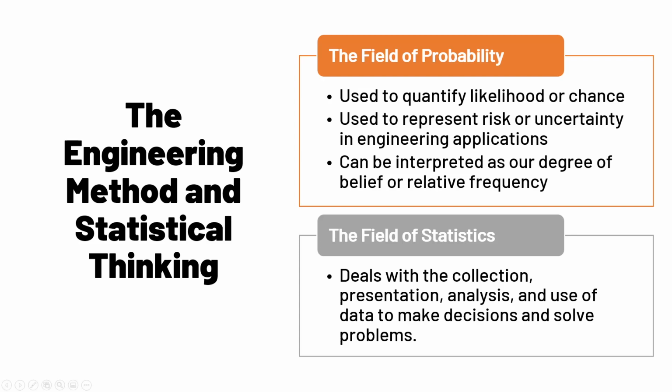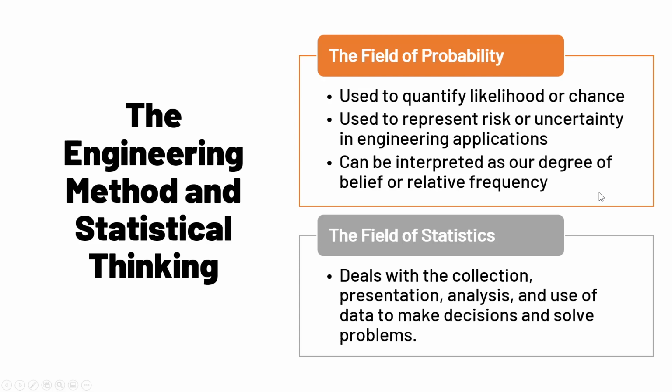The first is the field of probability, which is used to quantify likelihood or chance, and it is also used to represent risk or uncertainty in engineering applications. As you can see, based on our processes, the engineering method still involves a repetition of processes because of various factors affecting our result. And that will always include your risk and uncertainty. That's why as an engineer, it is always important to know how to assess risk and to make necessary adjustments depending on the risk studied.